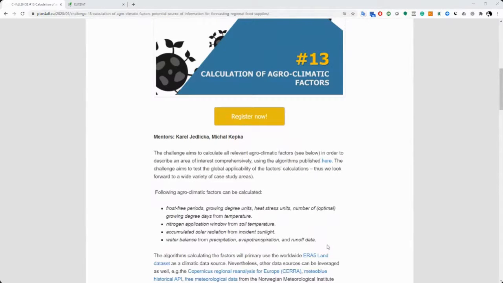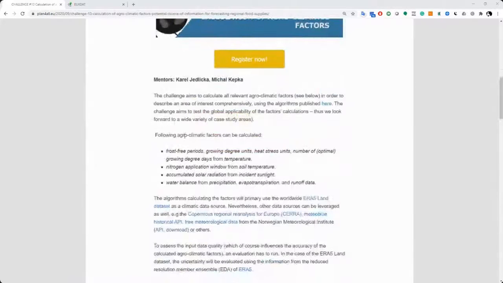So what we just want to do is actually turn data into information. It's a saying which is widely used, but in our case it means to work with temperature, sunlight, evaporation, water cycle, etc., and to calculate some climatic factors which influence agronomy, farming. So this is why it's called agro-climatic factors actually.